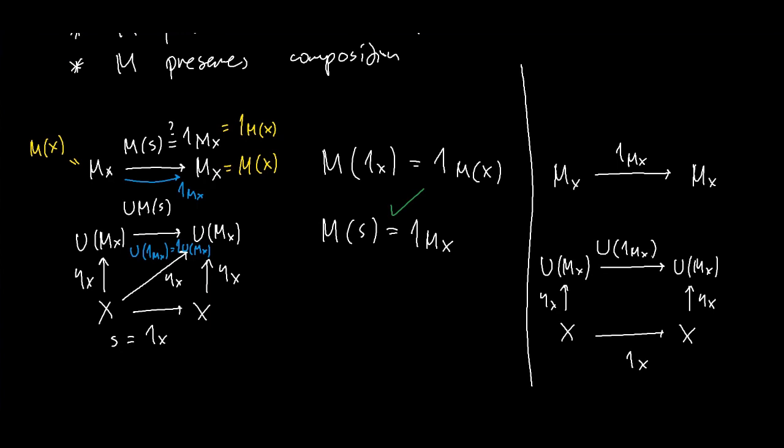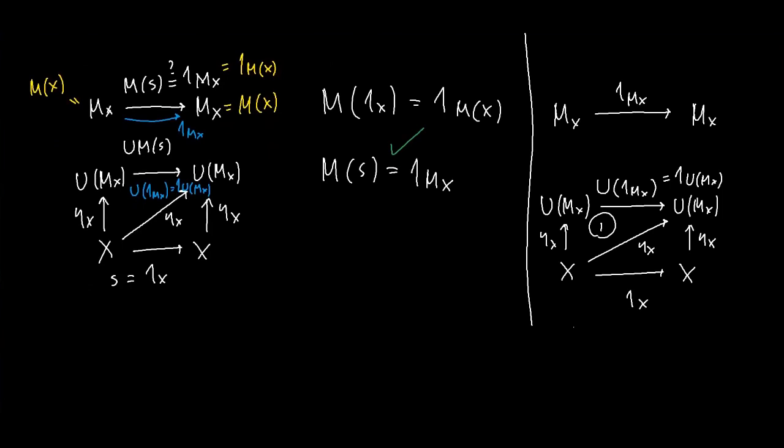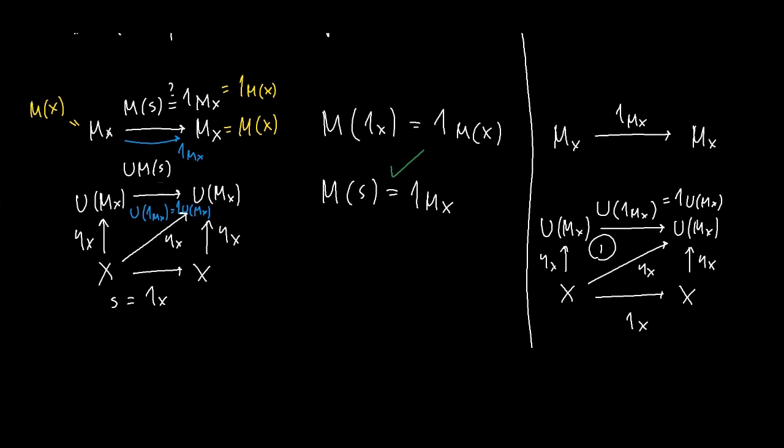Do you agree that this triangle here will commute? The reason it will commute is that U, being a functor, makes U of identity the same as identity of U. Now we know that if I take the identity morphism and apply U to it, the triangle commutes.